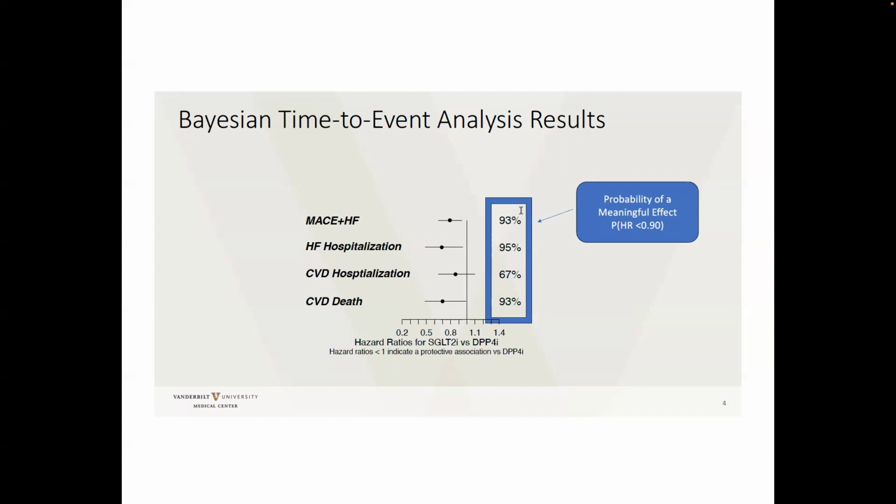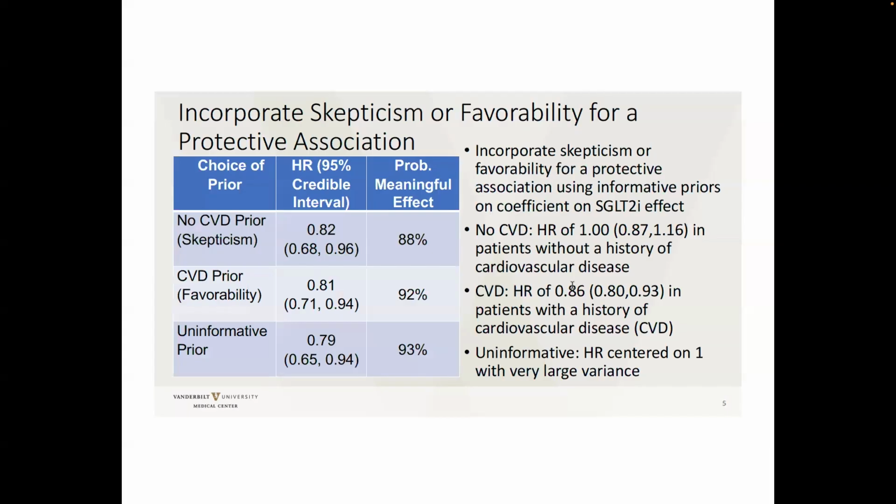You can see that we have a 93% probability of a meaningful protective association for the composite outcome, and then high probabilities for the components except for CVD hospitalization. In addition to making probability statements, we can also incorporate skepticism or favorability for a protective association using informative priors on the coefficient of the SGLT2 effect.